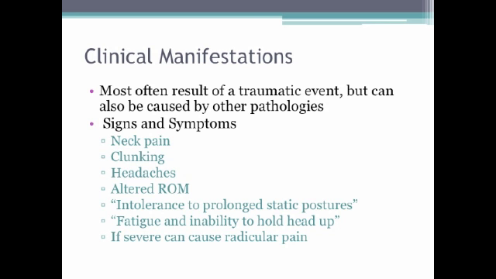Cervical instability is most often a result of a traumatic event, but it can also be caused by other pathologies. We will discuss one of these later in the presentation. Some signs and symptoms of cervical instability can include neck pain, clunking, headaches, altered range of motion, intolerance to prolonged static postures, fatigue and inability to hold head up, and if severe, can cause radicular pain.